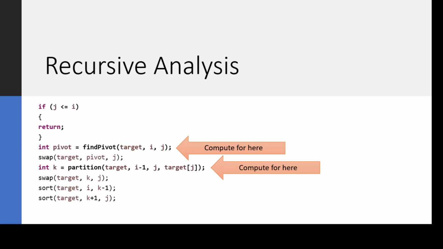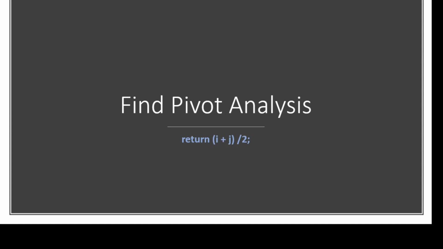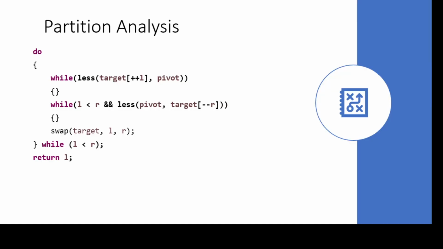So if we consider the pivot, finding the pivot is a constant. The start plus the end divided by 2, the middle one inside of here. There's other pivots. I can do the first one, I can do the last one. In this case, I'm doing the middle one. So it's a constant analysis though. So essentially finding the pivot is free compared to everything else that we have going on.